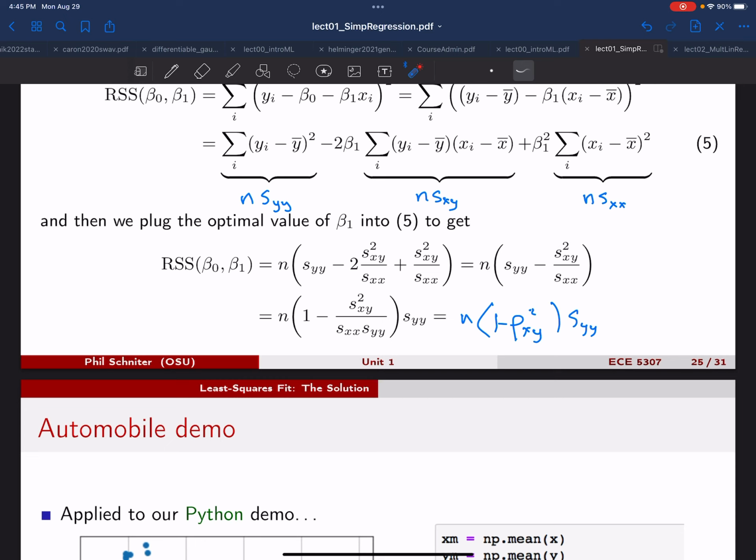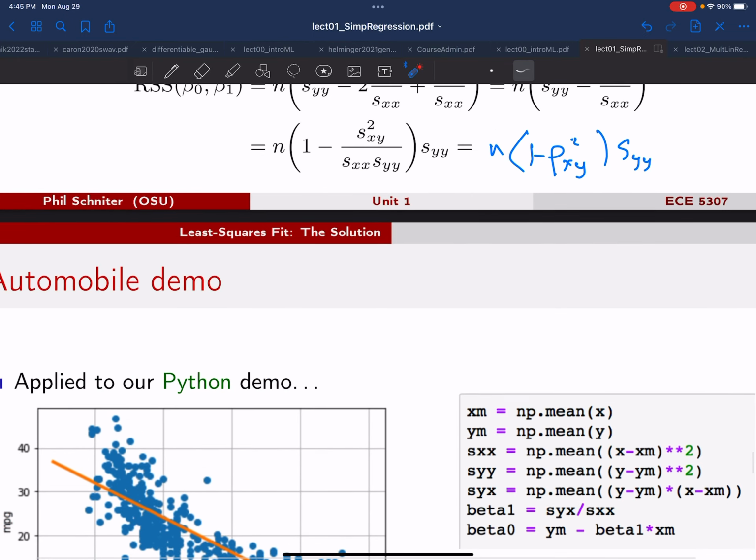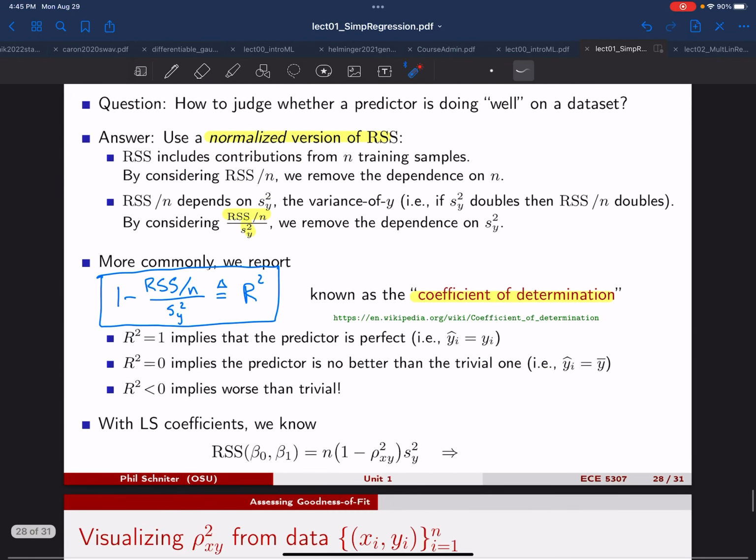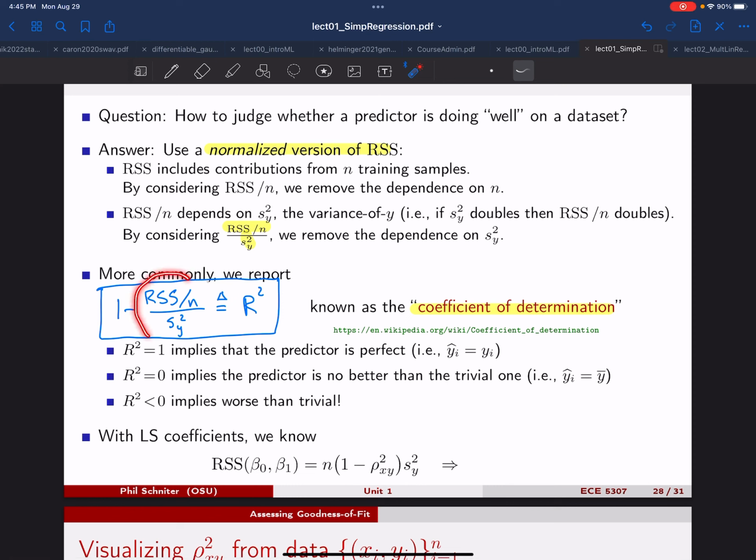So if this is 0, then RSS is just n times SYY. When RSS is n times SYY, this whole thing goes to 1. 1 minus that goes to 0. So the way to interpret this is that the predictor is no better than the trivial predictor. So what does a trivial predictor do? It ignores the data x. It just looks at the targets y, and it just predicts the mean value of the targets. No matter what x is, it just says y is at its mean.